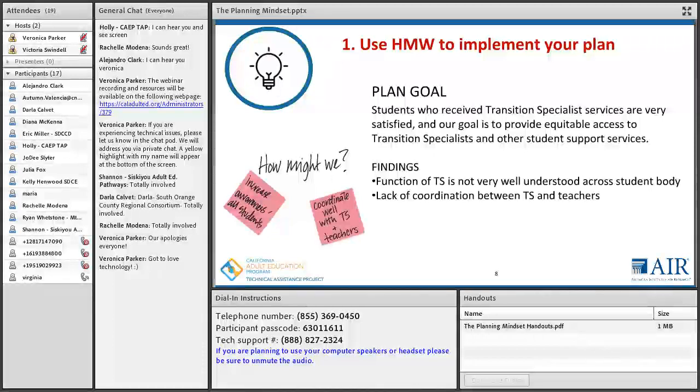Again, how might we, the first thing we want to do is just brainstorm all the ways that we might be able to do this, whether they're reasonable or not. It's a wonderful question to ask at first when you're first thinking about implementing your plan. And my suggestion is, if you're asking a how might we question, to go wild. There are lots and lots of different ways that you can engage transition specialists in better understanding how to connect to students and vice versa.